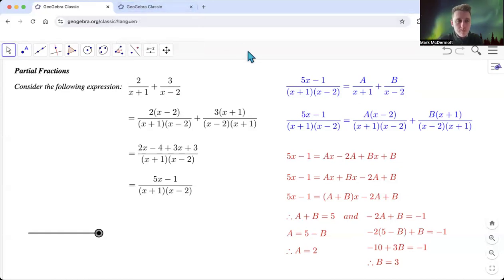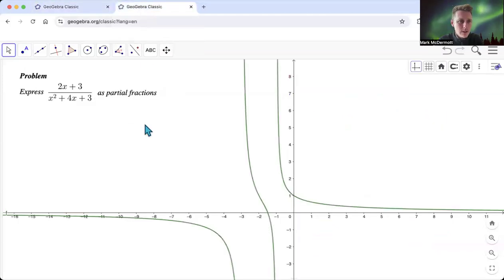Pause it and work it out on pen and paper if you're unsure, because hopefully you can see how that all adds together. Last thing to say is, it was just a problem I want you to think about and let me know how you go. The question is: express 2x plus 3 over x squared plus 4x plus 3 as partial fractions. I encourage you to think about what you could do to the denominator to make it more like the previous problem we just did, and then see if you can come up with the appropriate partial fraction decomposition.